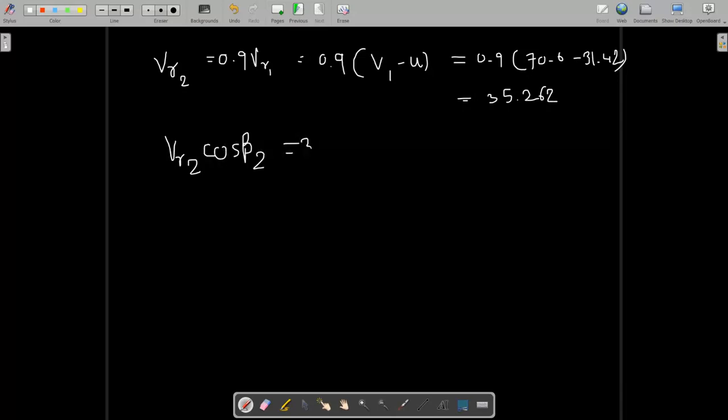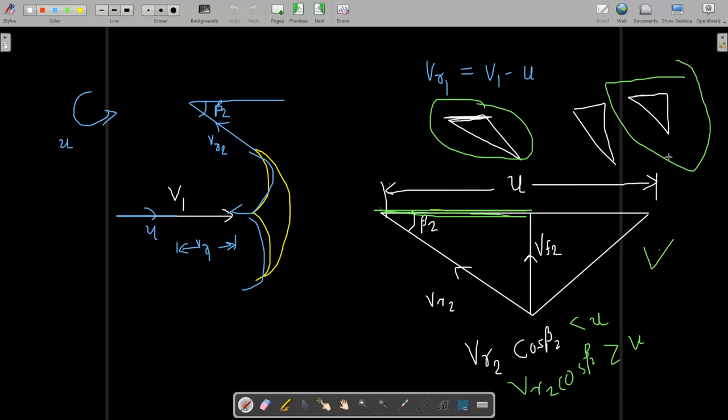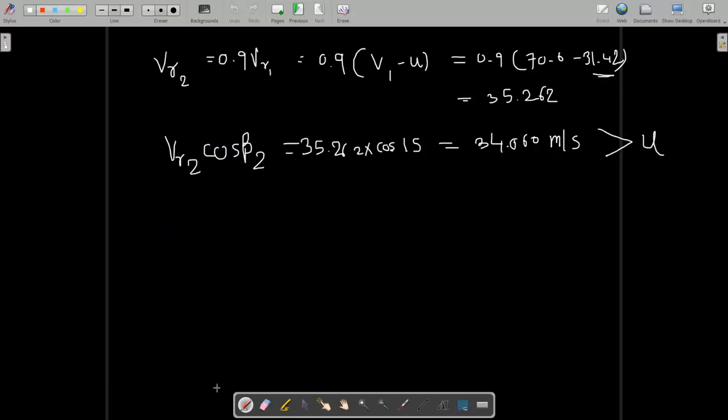Now find VR2 cos beta 2. VR2 cos beta 2 is what? 35.262 into cos 15. When you solve this, you will get 34.060 meter per second. Now compare with the tangential velocity, the peripheral velocity, 31.42, which is less than VR2 cos beta 2. So the velocity triangle will not look like this. It will be like this. I am drawing it again here.